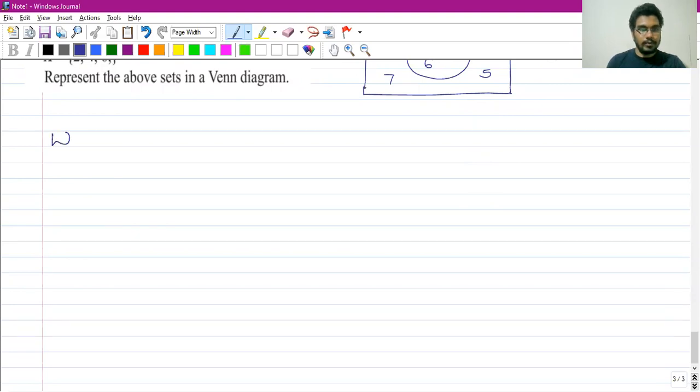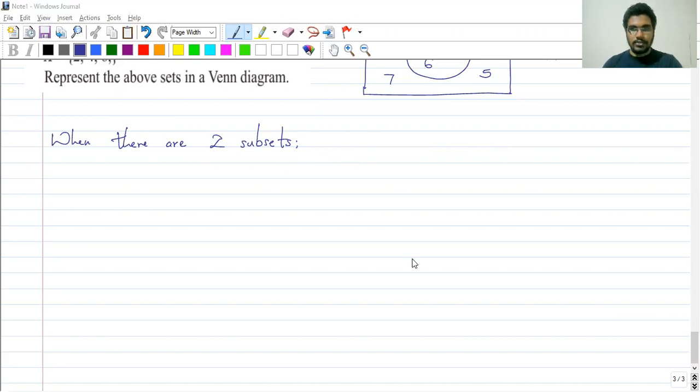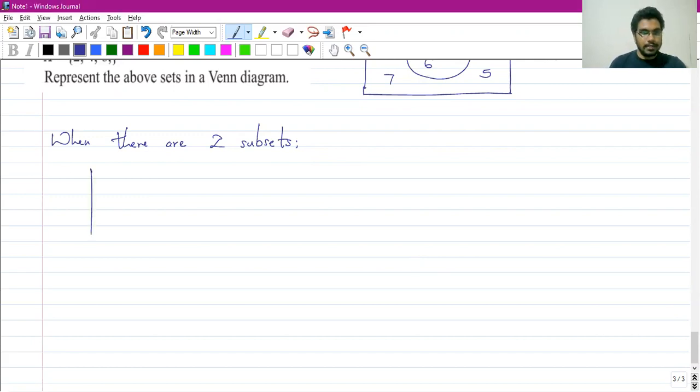When there are two subsets, there are a few instances we must consider. That means the shape is a little bit different. So we can tell it in 4 instances like this. So yes, this is the first one.